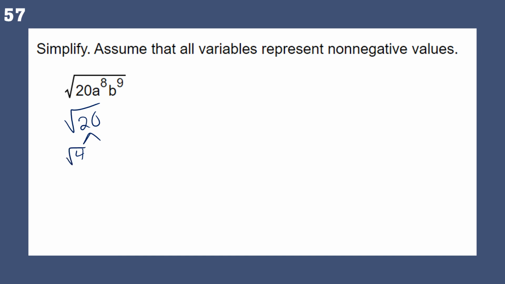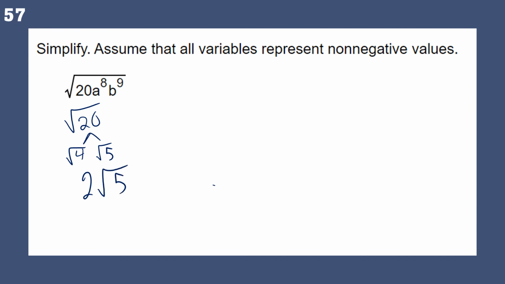And we like that because the square root of 4 is a number that I know. If we multiplied by the square root of 4, what would we need to multiply by to get the square root of 20? Well, we'd need square root of 5. 4 times 5 is 20. So the square root of 4 times the square root of 5 is also the square root of 20. So our simplified radical is 2 square root 5.